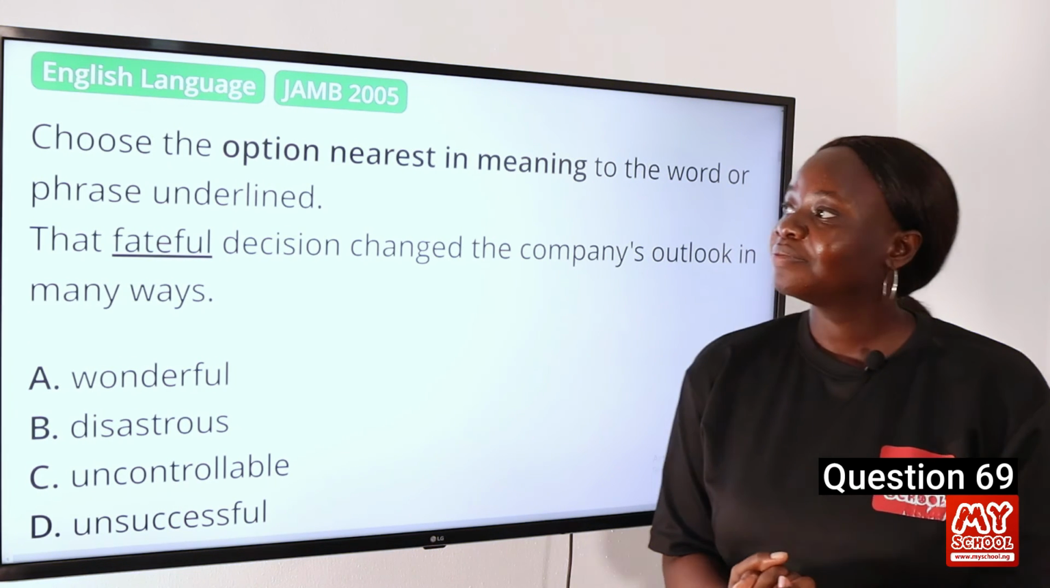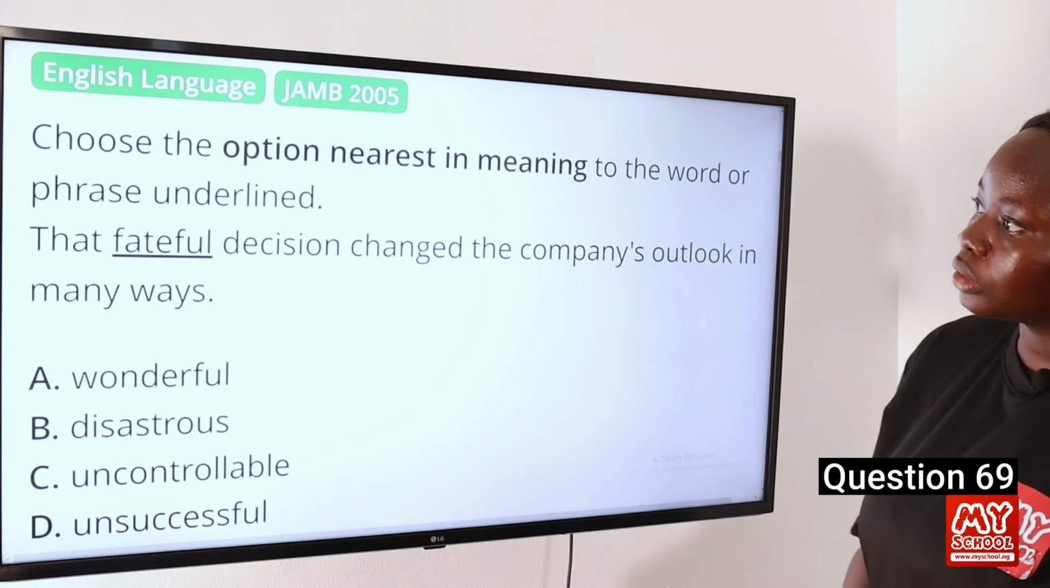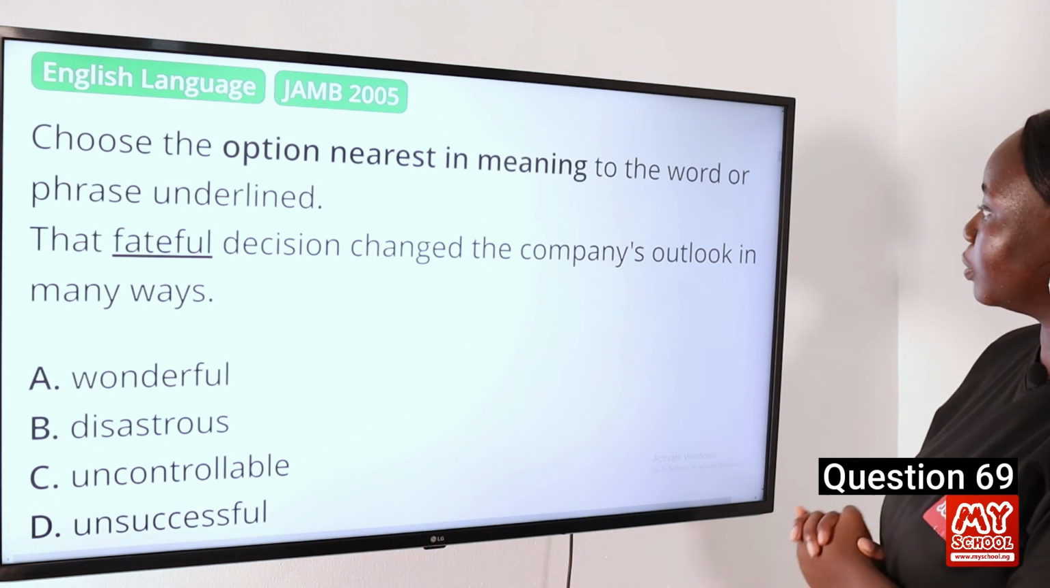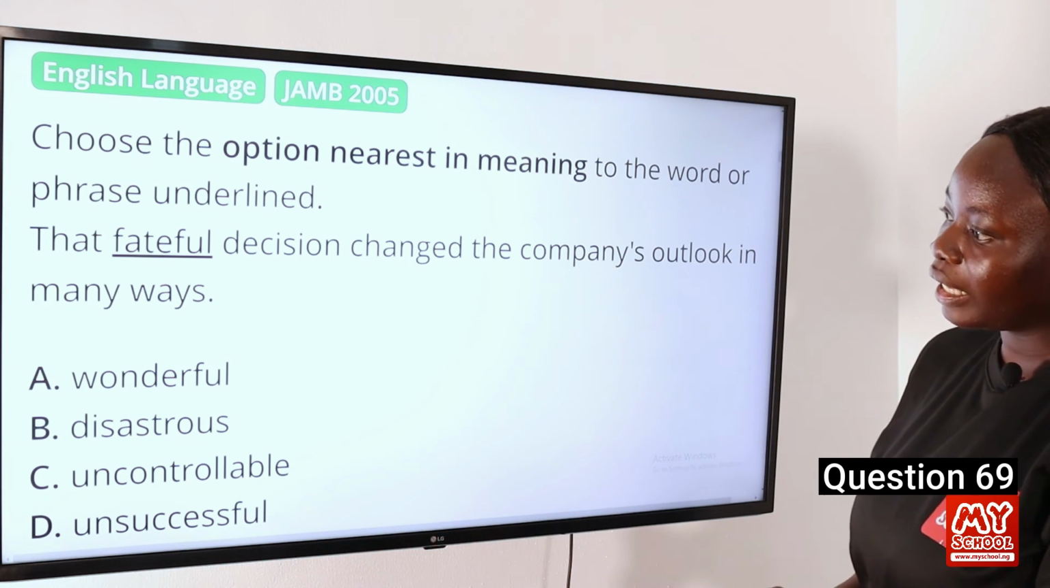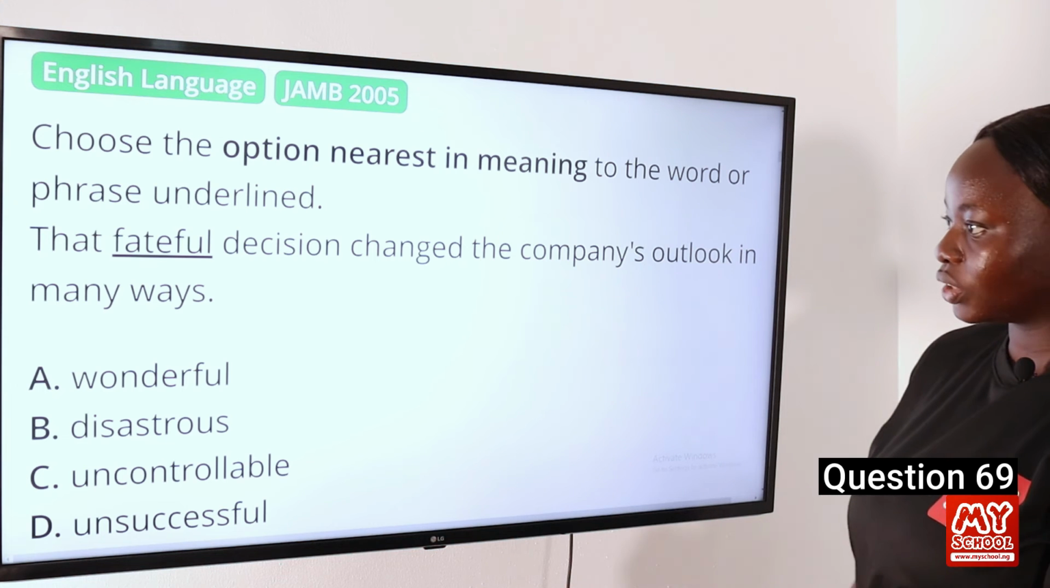Question 69. Again, we have to look for the option that is nearest in meaning to the underlined word. That fateful decision changed the company's outlook in many ways. A, wonderful, B, disastrous, C, uncontrollable, and D, unsuccessful.